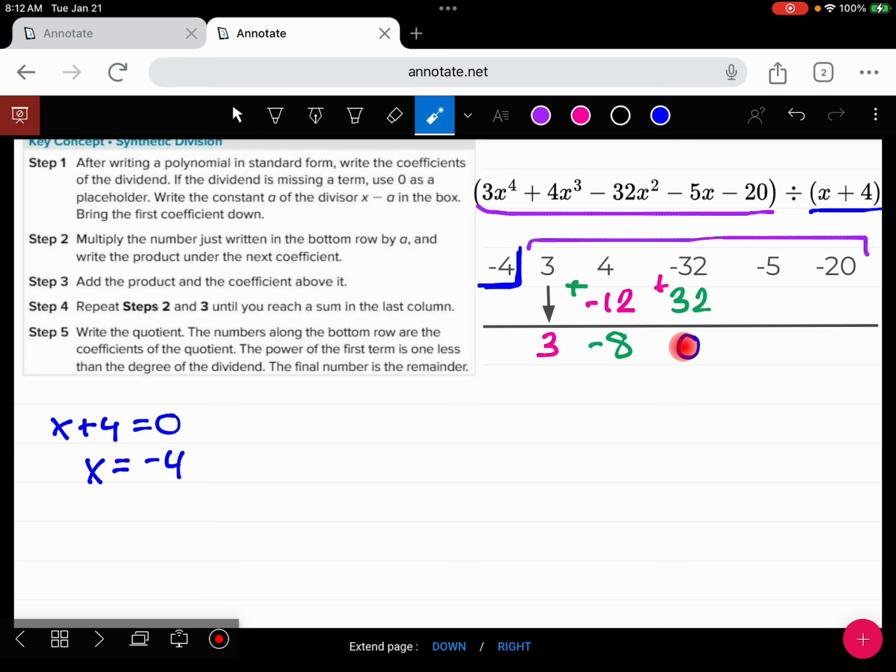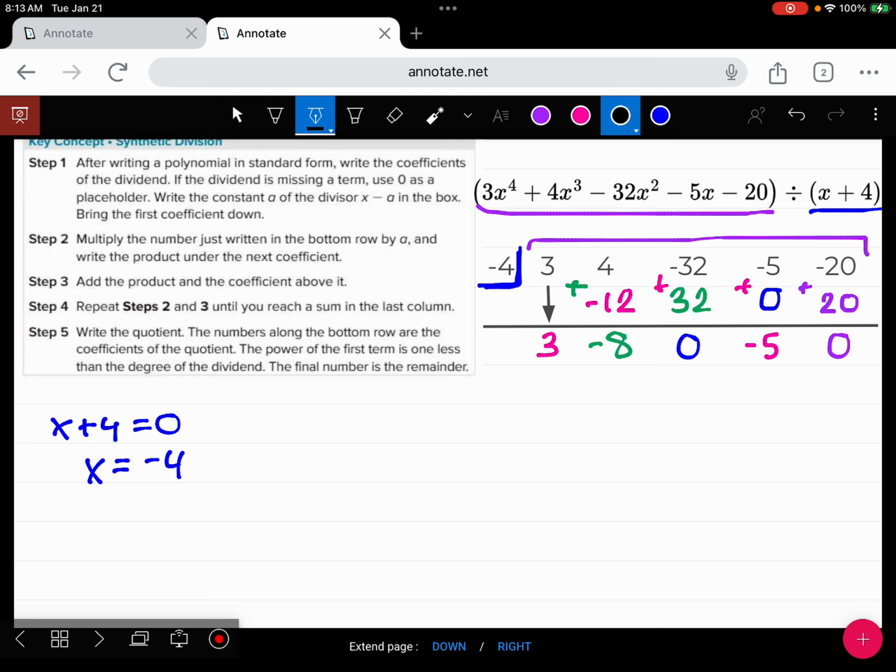So then we're going to have the bottom times the box, and we put it under, so 0 times negative 4, and we get 0. And then we're going to add. Negative 5 plus 0 is negative 5. And then one more time, we've got our bottom times the box, and we put it under. So negative 5 times negative 4, we get a positive 20. Negative 20 plus 20, and we get a 0.